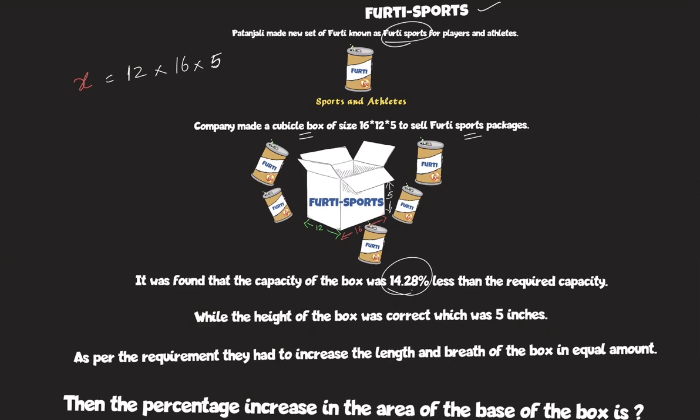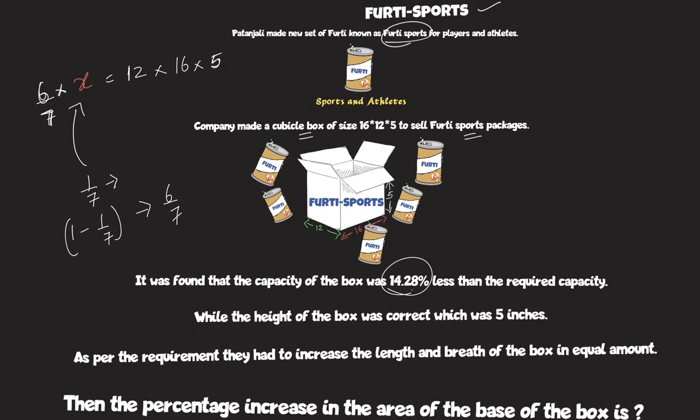Now what do I know? 14.28%. What is 14.28? 1 by 7. So this is what then? 1 minus 1 by 7, which is nothing but 6 by 7. 6 by 7 of the capacity that was required is nothing but this. Correct? Because you are saying that whatever was the capacity required, I am taking out 14.28% from that. So I subtract 14.28 from 100.